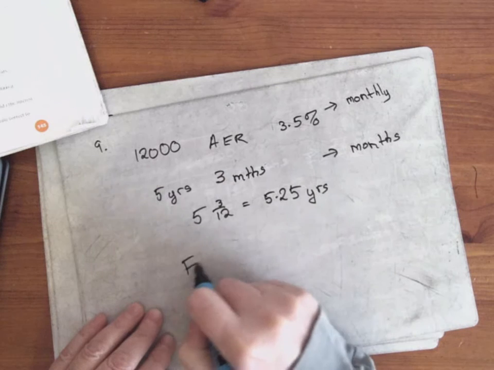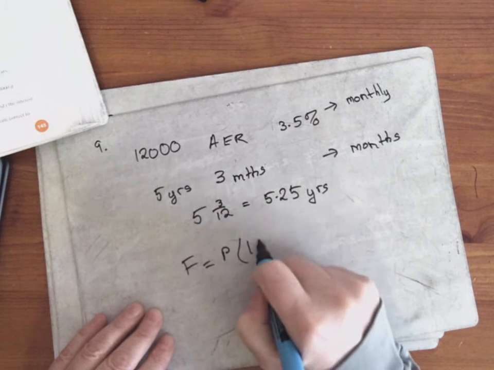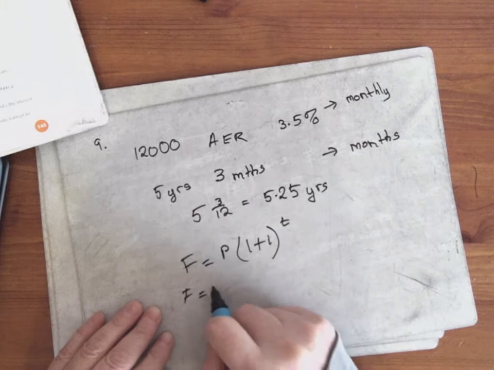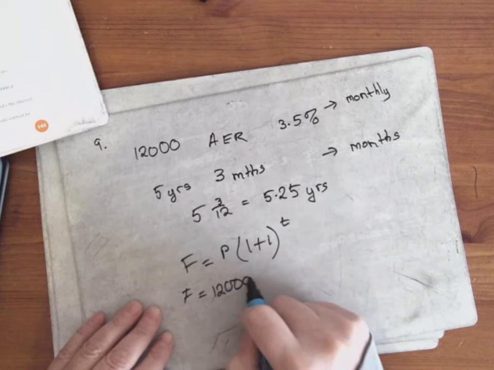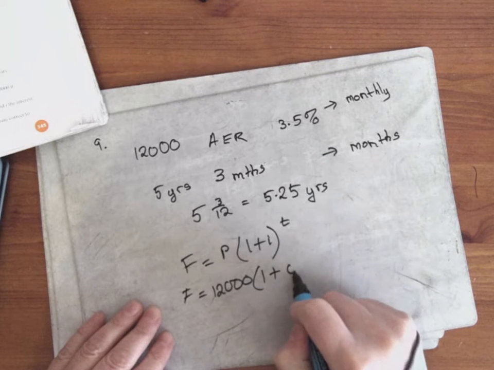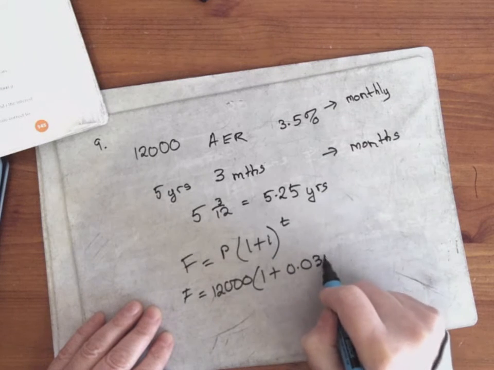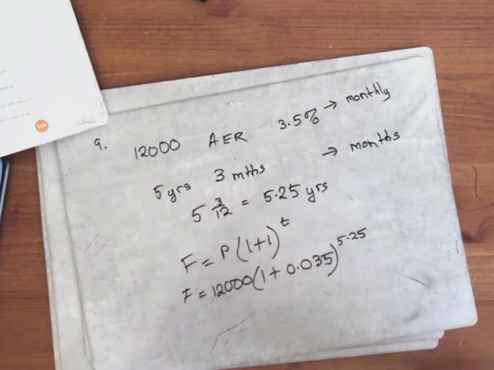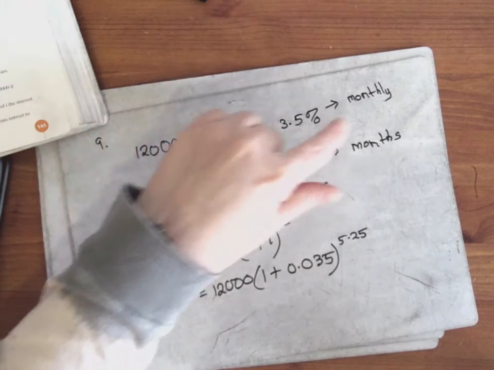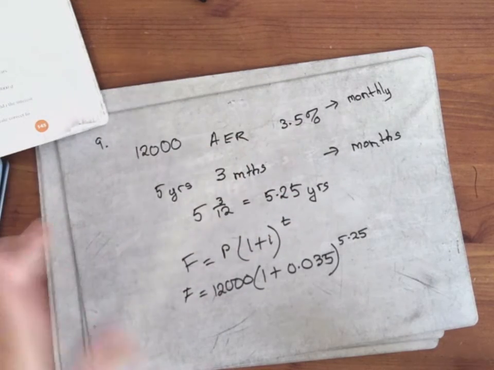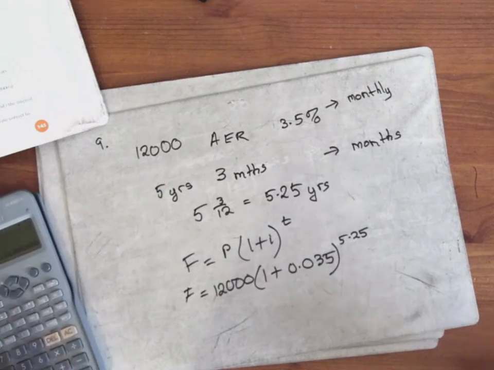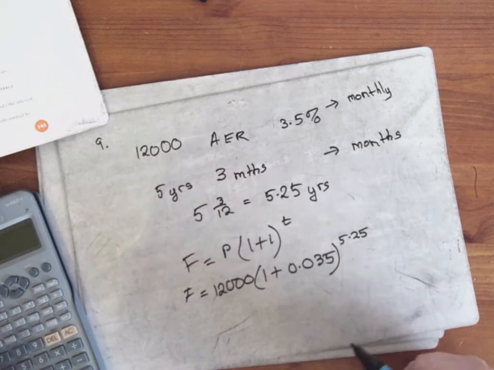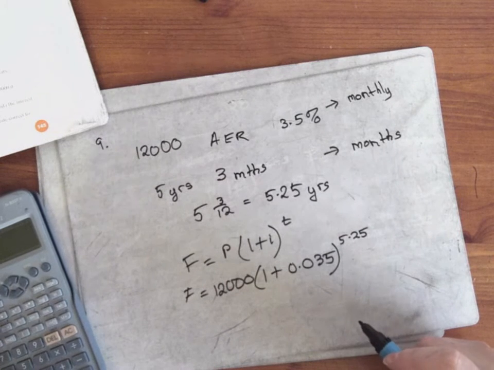So then the final amount is equal to the principal times 1 plus I all to the power of t. We're looking for the final amount. The principal is 12,000. Write 3.5% as a decimal, which is 0.035, and all to the power of 5.25. Okay, that's the shortest way to do it. You could change that to a monthly rate if you wanted, like you did in question 4, and then say this is 63 months. You get the same answer.